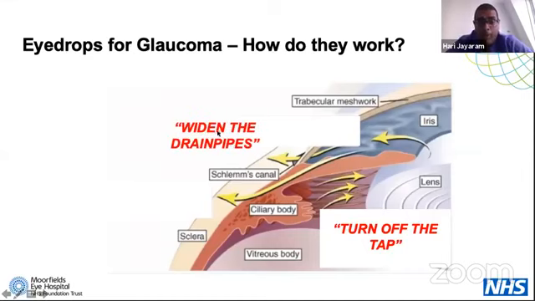This is sort of turning off the tap. The other drops that are commonly used are things like latanoprost or bimatoprost, and these drops actually make the drains widen a little bit and make the eye more efficient at filtering fluid away, and therefore lower the pressure. And interestingly, this is the same way that the SLT laser works. The laser causes the drain pipe to stretch a little bit, and it opens the pores that the fluid drains out through and lowers the pressure.